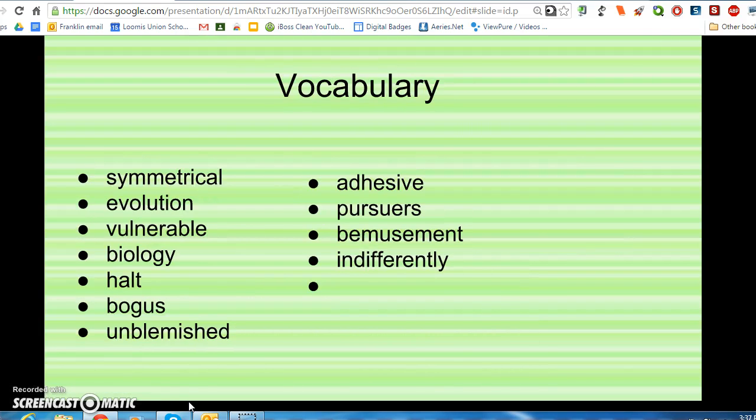So some of the vocabulary words that we came up with: symmetrical, evolution, vulnerable, biology, halt, bogus, unblemished, adhesive, pursuers, bemusement, indifferently. So your job was to pick two of those today and look them up, finding what part of speech they are. Is it a noun? Is it a verb? Is it an adjective? Is it an adverb? Finding the definition. What does the word mean? Using that word in a sentence and then drawing a picture to help you remember what the word means.